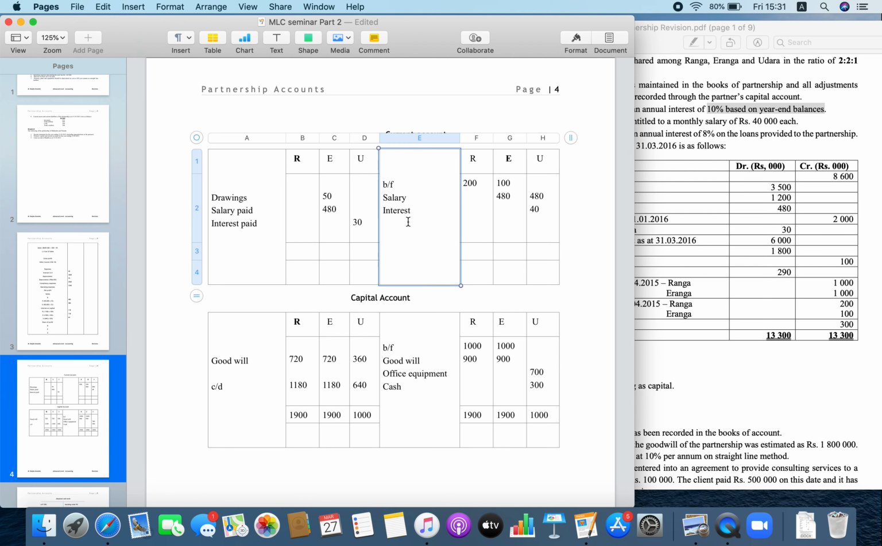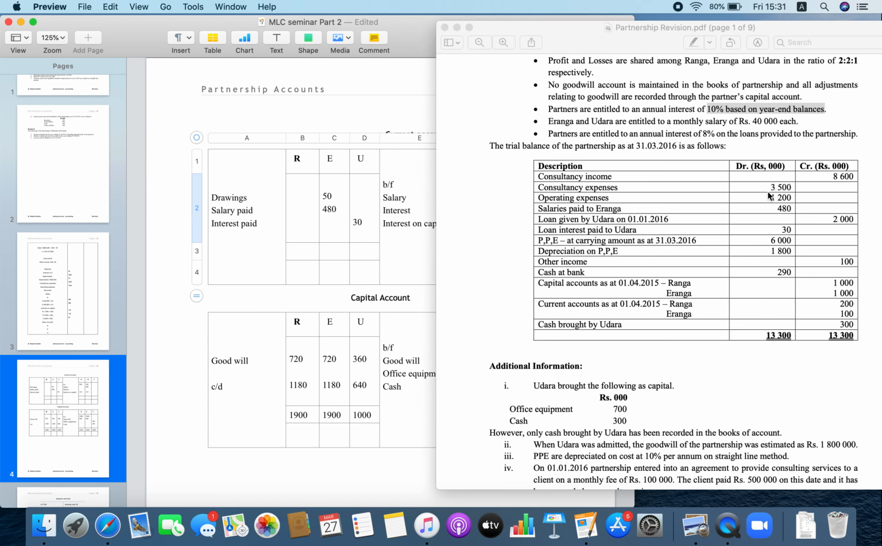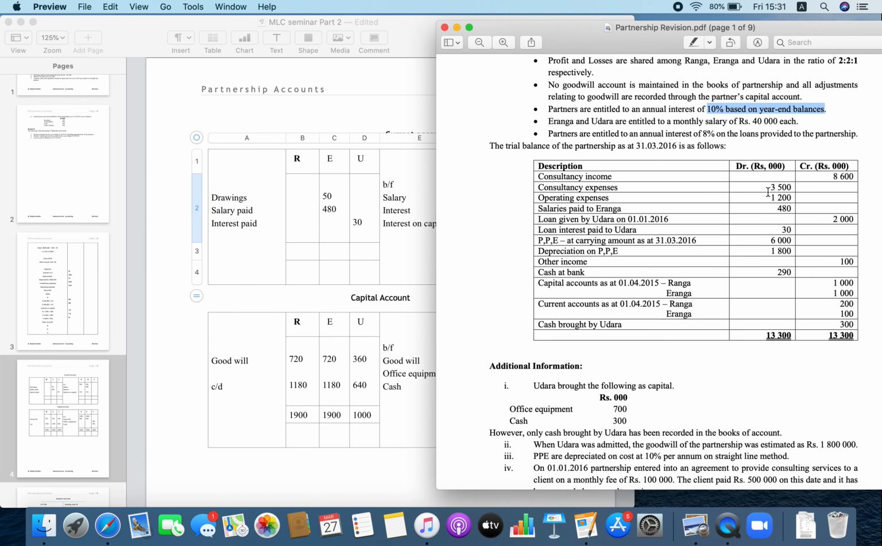Right. So go to your current account over here. Interest on capital, so it's 118, 118 and 64. Right. So guys, now we had done all the adjustments, we have marked all the transactions. Let's balance off this question.